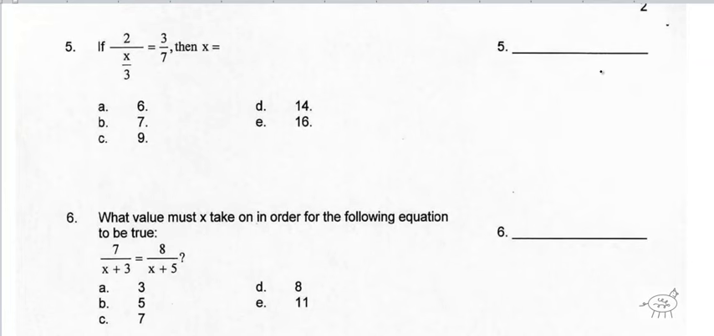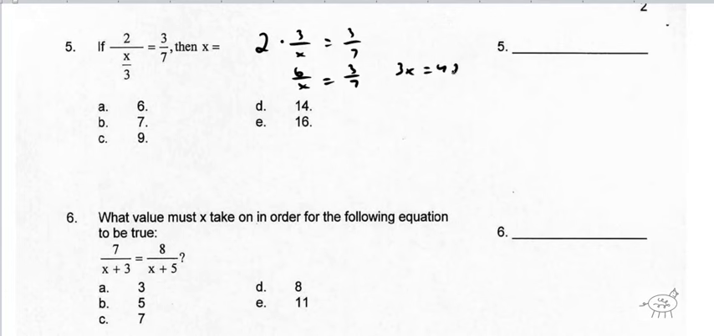Okay, number 5, kind of the same thing. Basically, if I flip it over, it's 2 times 3 over x is equal to 3/7. So it's 6 over x equals 3/7. I cross multiply, so I get 3x equals 42. Divide by 3, and x is 14, which is D.